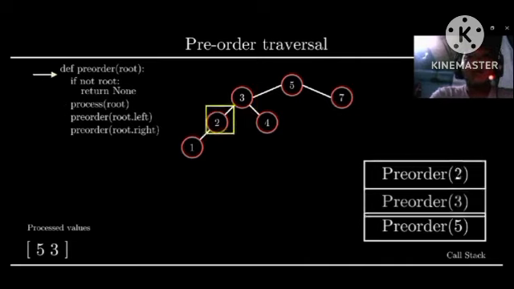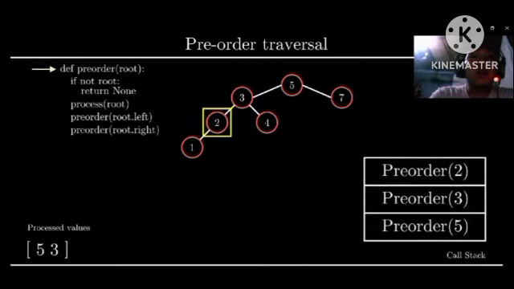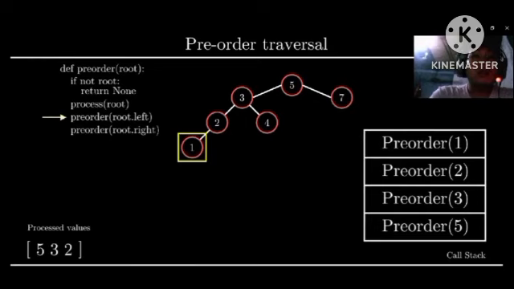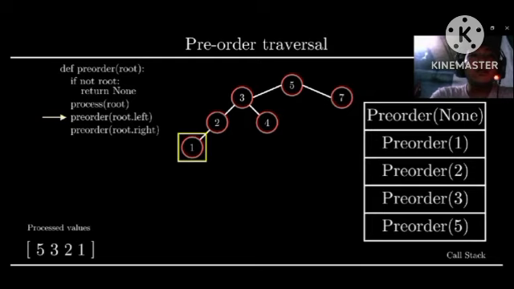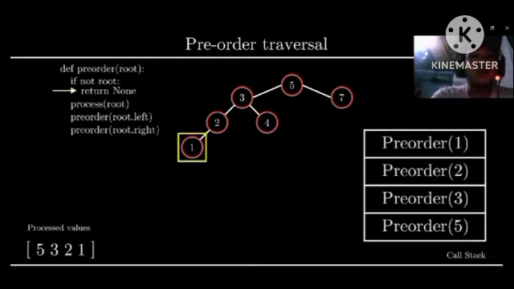So, we push pre-order 2 into the call stack and start executing pre-order 2. We again process this value and make a recursive call to its left subtree 1 and push pre-order 1 into the call stack. In pre-order 1, we process the value of 1 and then make a recursive call to its left subtree, which is the pre-order of none. And we push this into the call stack. Now, we enter the pre-order none, which will hit our base case return.